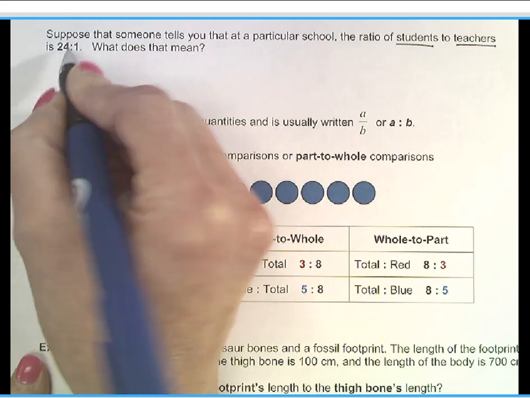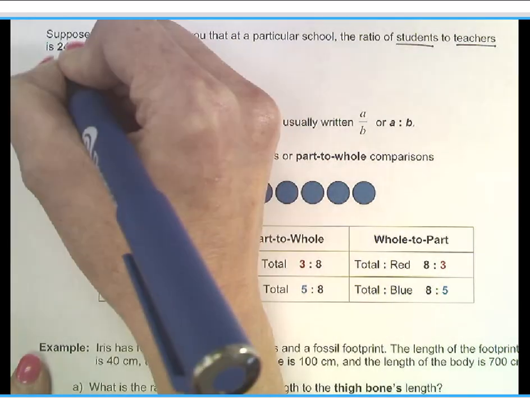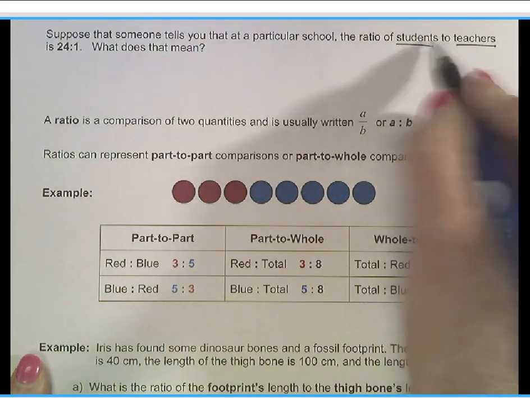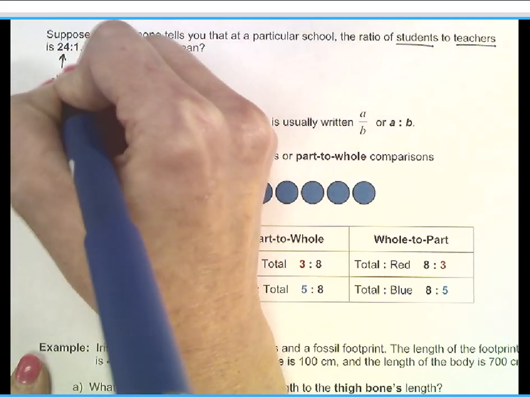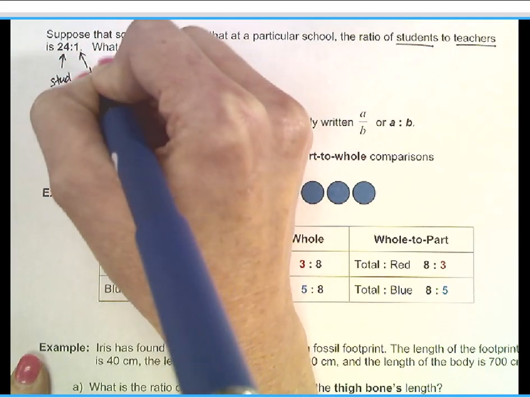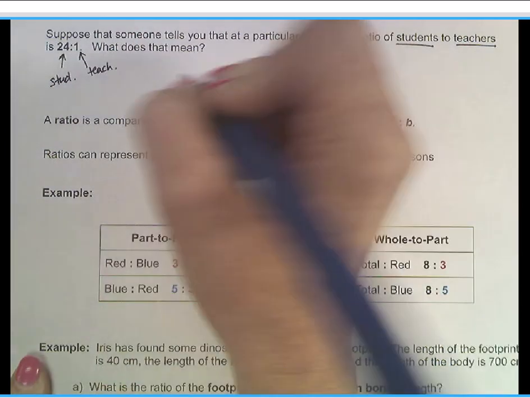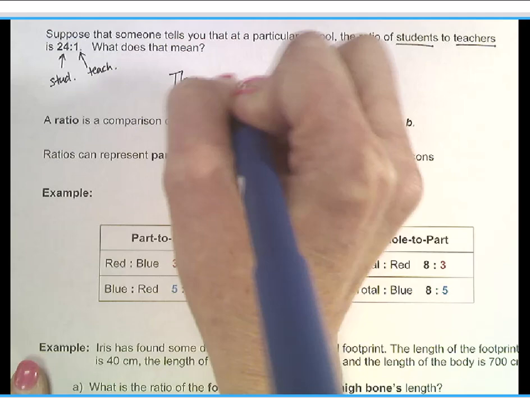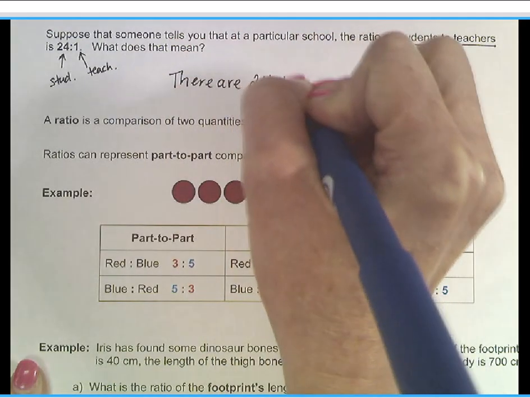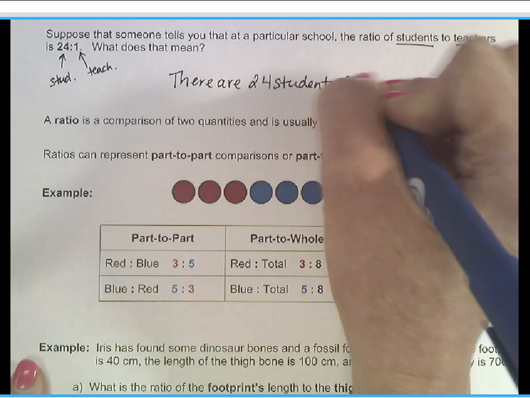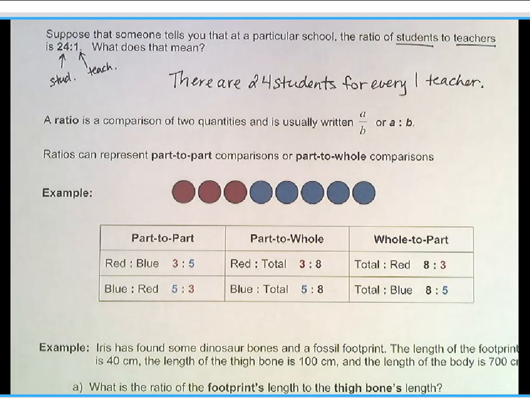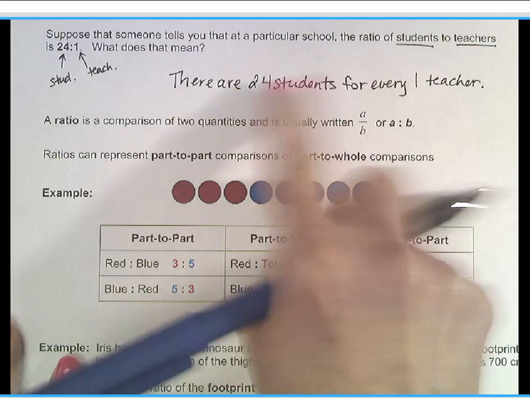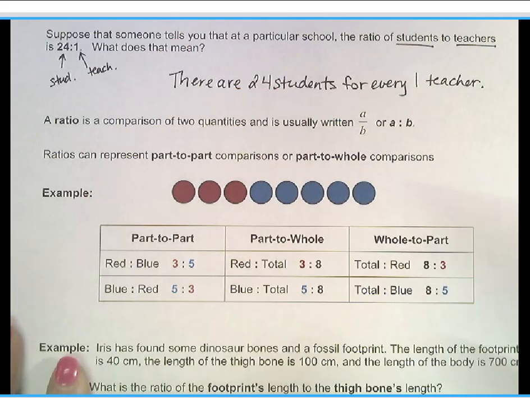So the little colon, we say the word to, T-O. So the numbers always go in the order that the things are in. So if it's students and then teachers, that means 24 is students and 1 is teachers. So that would mean there are 24 students for every 1 teacher. So 24 students for every 1 teacher. That would also mean if you had 2 teachers, there could be 48 students. So we can start to work with ratios in this sense.